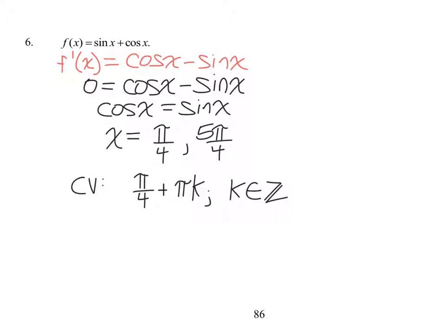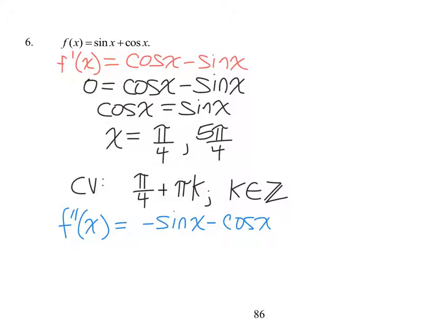So then I need my second derivative. The derivative of cosine minus sine. So negative sine x minus cosine x.